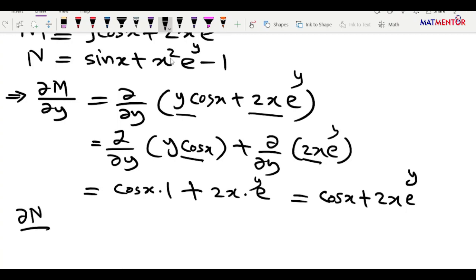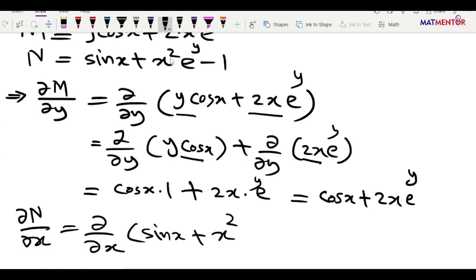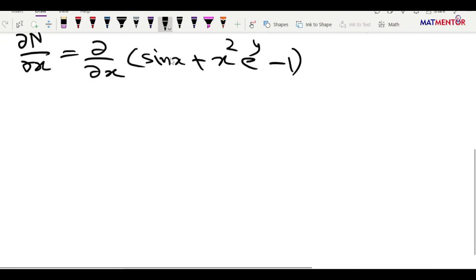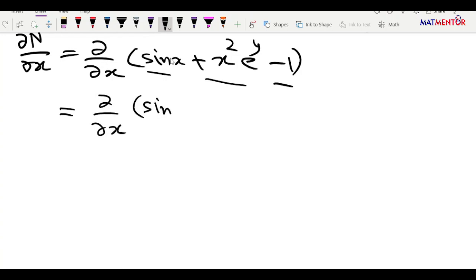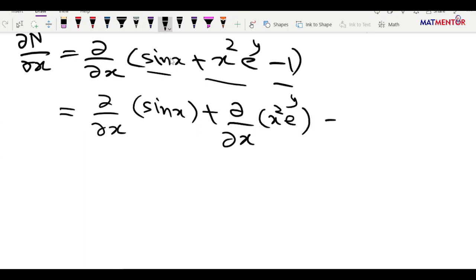Similarly, we will find ∂N/∂x. Now we are differentiating N partially with respect to x. So ∂/∂x (sin x + x² e^y − 1). Here we have three terms, so we will differentiate each term separately. So this will be ∂/∂x (sin x) + ∂/∂x (x² e^y) − ∂/∂x (1).